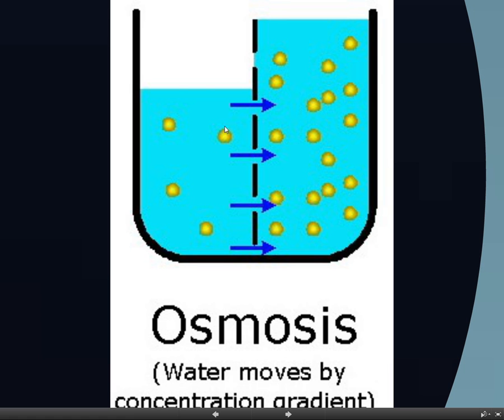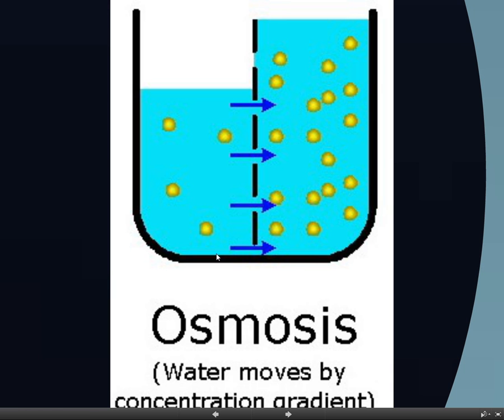So in this case, we've got a higher concentration of water, or a higher water potential, on this side than we do on this side. So we've got a higher concentration of water here than here. That means we've got a higher water potential on this side than we have on this side.